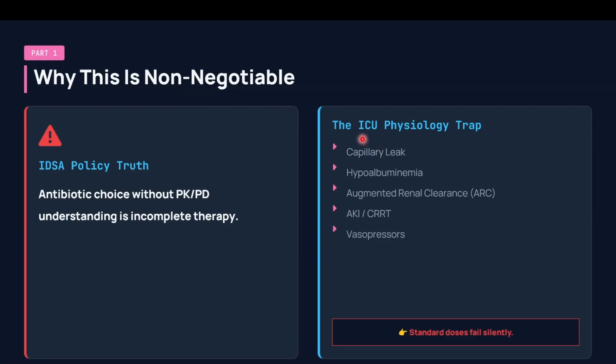In the ICU setup, there will be a lot of capillary leak. There is hypoalbuminemia due to negative acute phase reaction. Then augmented renal clearance, then acute kidney injury. The patient may be on CRRT. The patient will have vasopressor support. In all these scenarios, the standard dose of antibiotics fails silently, and the bacteria might not be cleared, which may lead to failure and mortality.